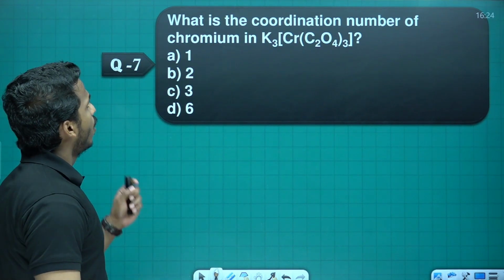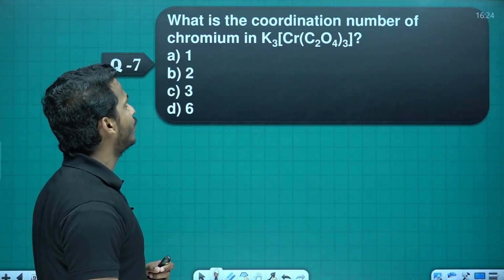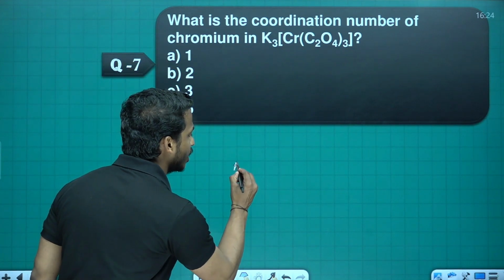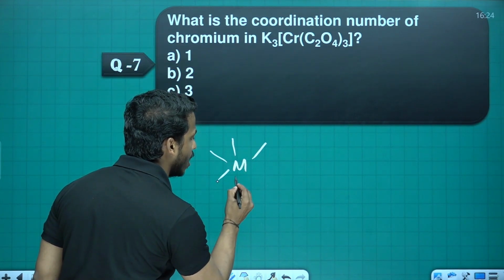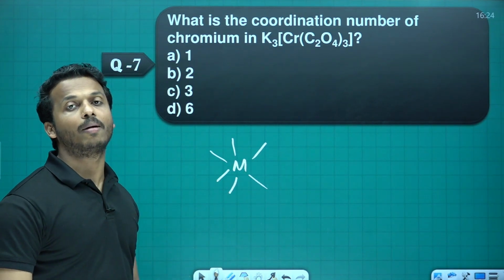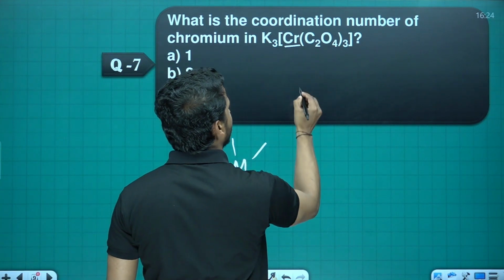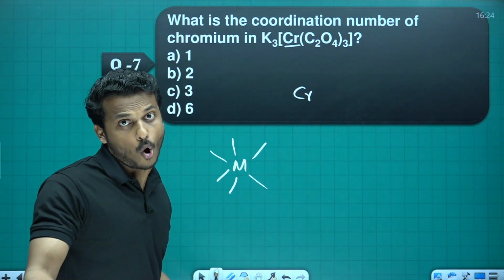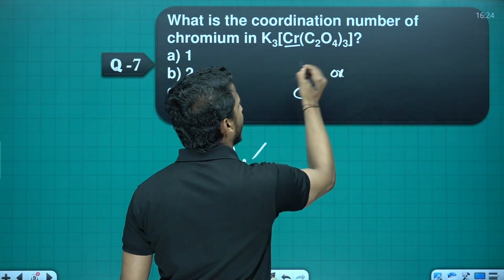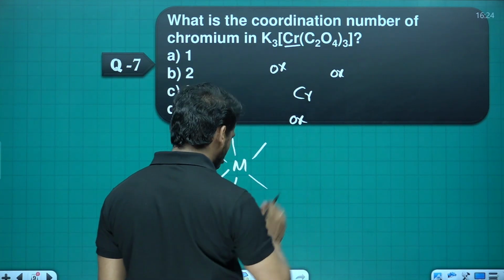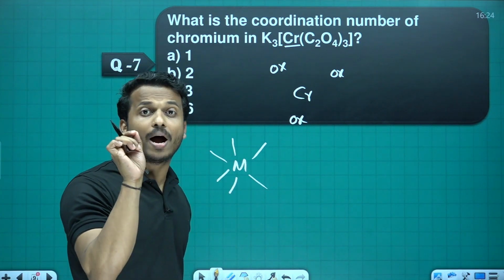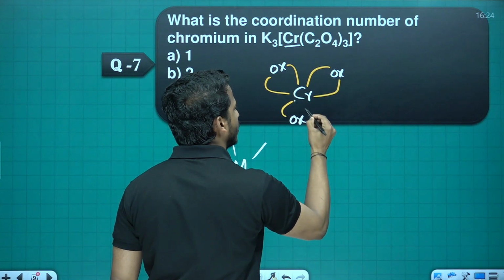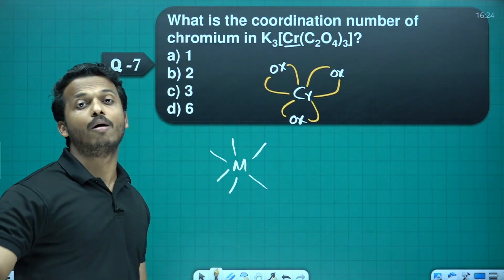Answer is 6. What is the coordination number of the chromium in this one? What do you mean by coordination number? Coordination number means the number of sigma bonds around the central metal atom. See here, the central metal atom is chromium, right? It is surrounded by C2O4. What is C2O4? Oxalate. How many are there? 3 oxalates are there. You know very well, oxalate is a bidentate ligand. So 1 ox provides 2 sigma bonds. So total 3 ox will provide 6 sigma bonds, my dear.